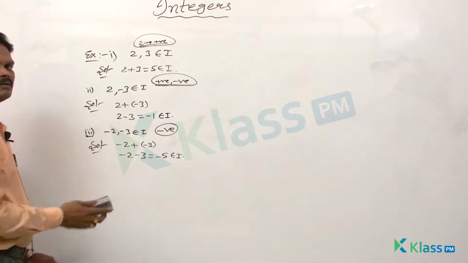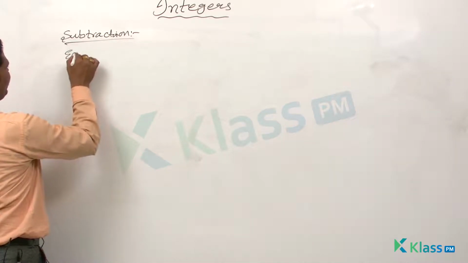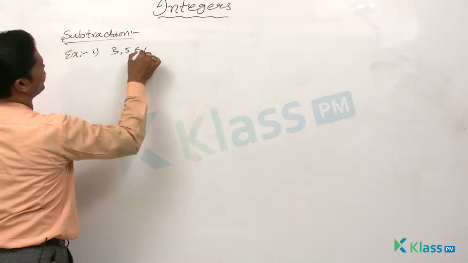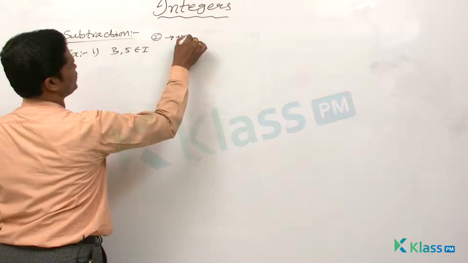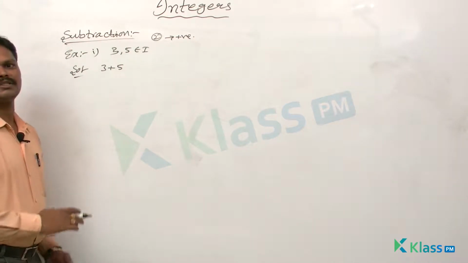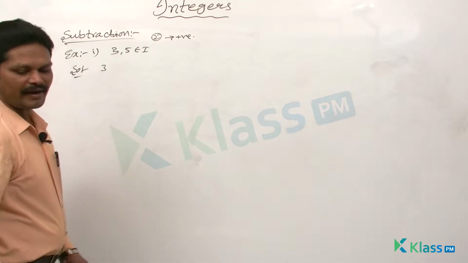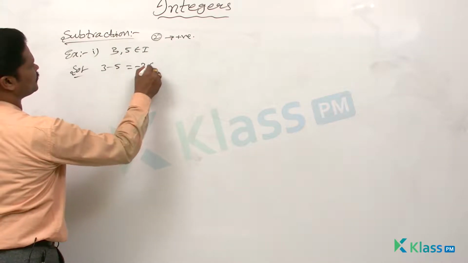Coming to subtraction, I am applying subtraction here. So I am giving example 1. Here 3 and 5 belong to integers. So 2 numbers are positive. So I am applying here 3 plus 5. It is the addition, but we are doing subtraction here. We need to use the minus sign. 3 minus 5, minus 2 we are having.